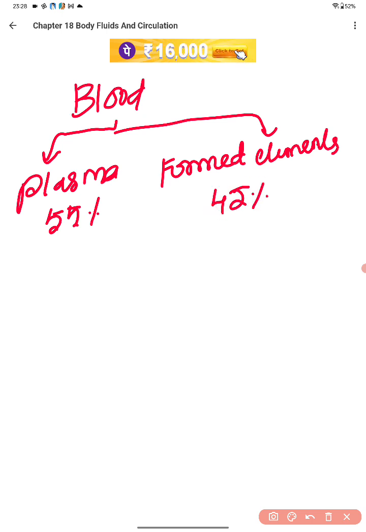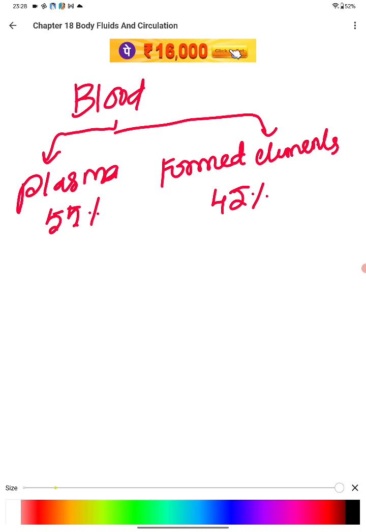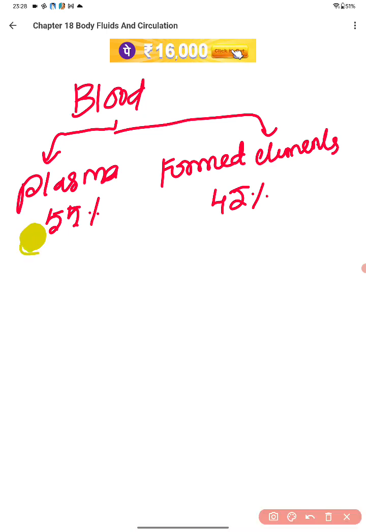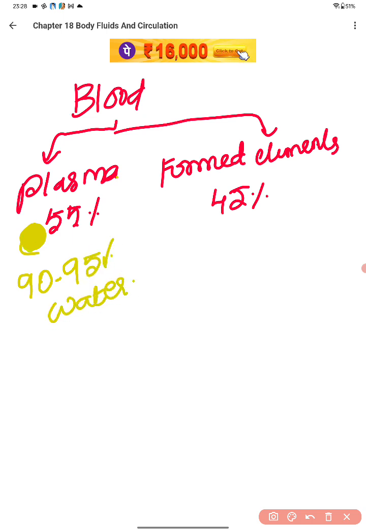Plasma is a chocolate fluid. Chocolate fluid means, I showed you this color, no? This type of color. It's a chocolate fluid. Plasma is a chocolate fluid. So it has 90 to 95% water, and remaining it has proteins.